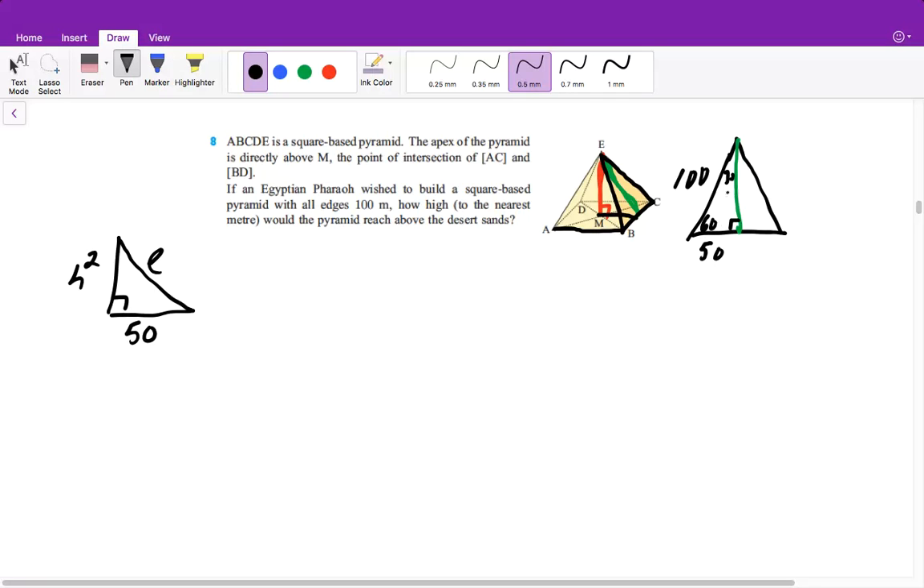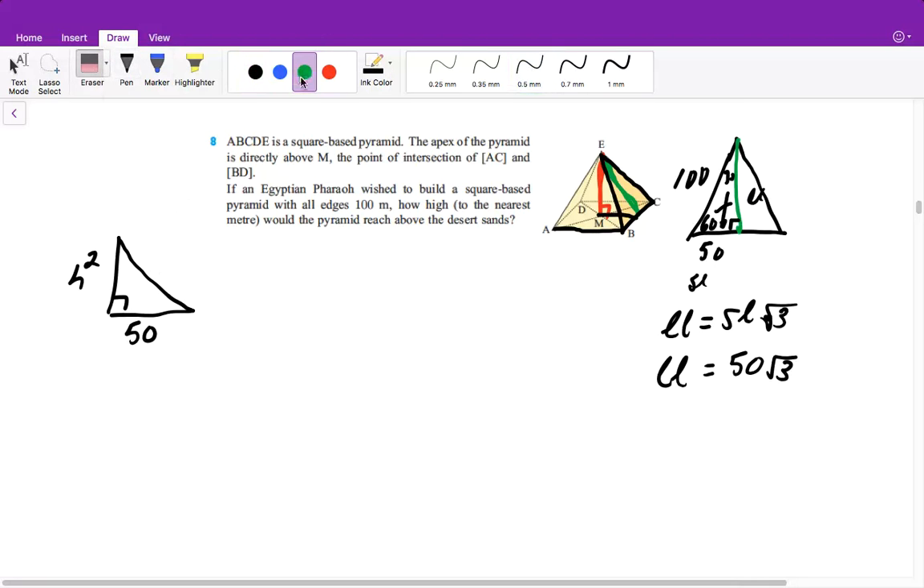So remember, this would be my shorter leg, and the green would be my longer leg. So my longer leg is equal to my shorter leg times the square root of 3. So then my longer leg is equal to 50 times root 3. So I can then plug that in for my slant height. So it'll be 50 root 3. So now, since I know what one of my legs is, and I know my hypotenuse, I can go ahead and solve for this.